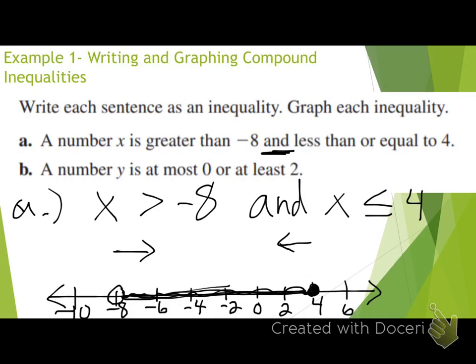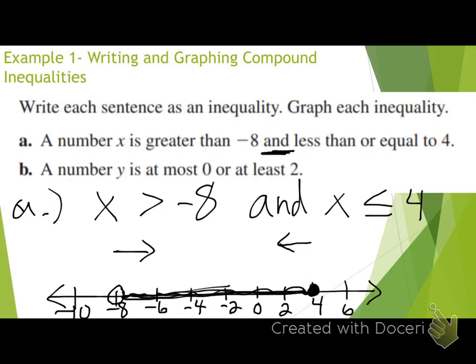Would positive 10 be a solution? No. It's not in my shaded region. 10 is greater than negative 8, but it's not less than or equal to 4. It doesn't meet both inequalities. Does that make sense? Would negative 2 be a solution here? Yeah, it meets both inequalities, right? Negative 2 is greater than negative 8, and negative 2 is also less than or equal to 4. It also is in my shaded region. Remember, our graph represents all the solutions for our inequalities.